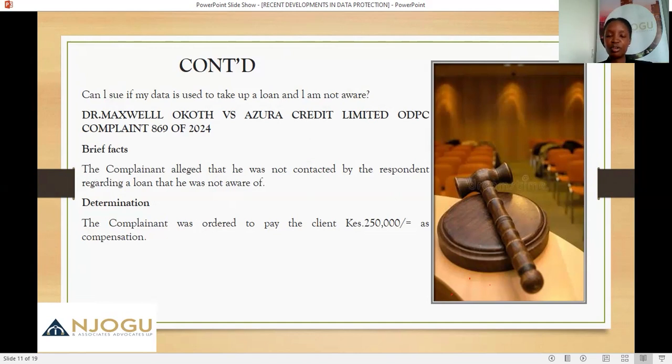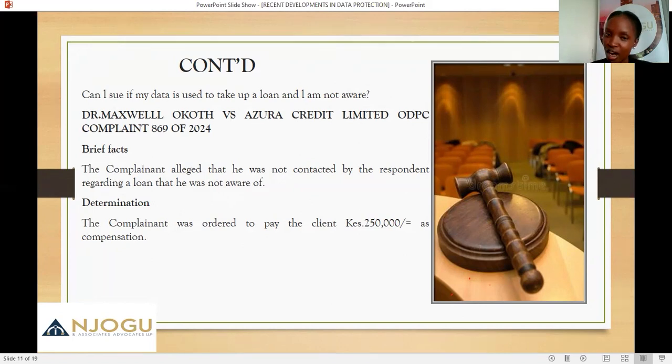So what did the ODPC rule at the end of it? The complainant was ordered to pay the client 250 shillings as compensation for the distress caused, sending him text messages threatening to blacklist him for a loan he is not aware of. So look at that, because even being in the legal space, we get a lot of claims on this. They say, I have been threatened by my credit service provider. They are saying they're going to blacklist me or they are going to do this and this to me because I've defaulted to pay this, and you're not even aware of that.